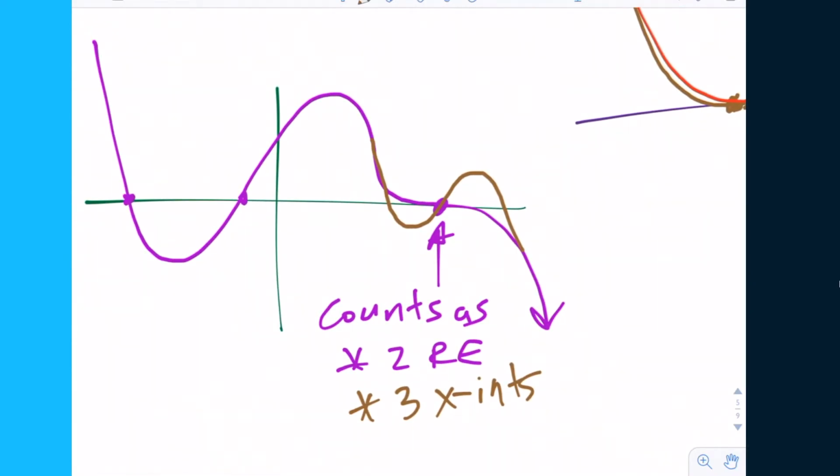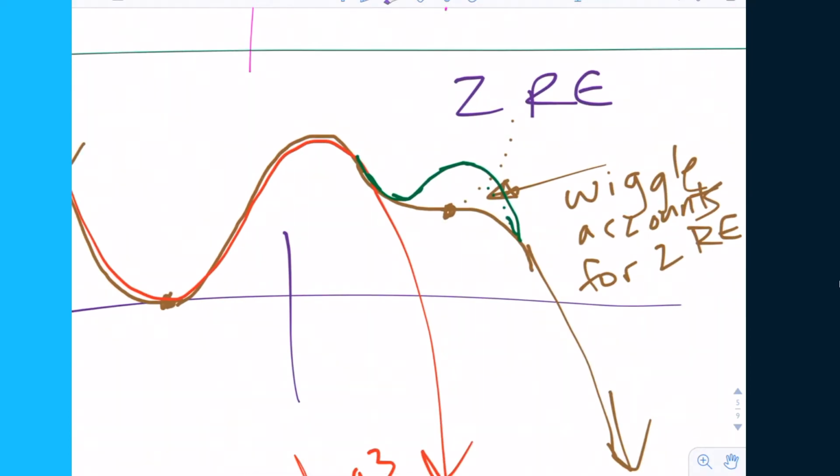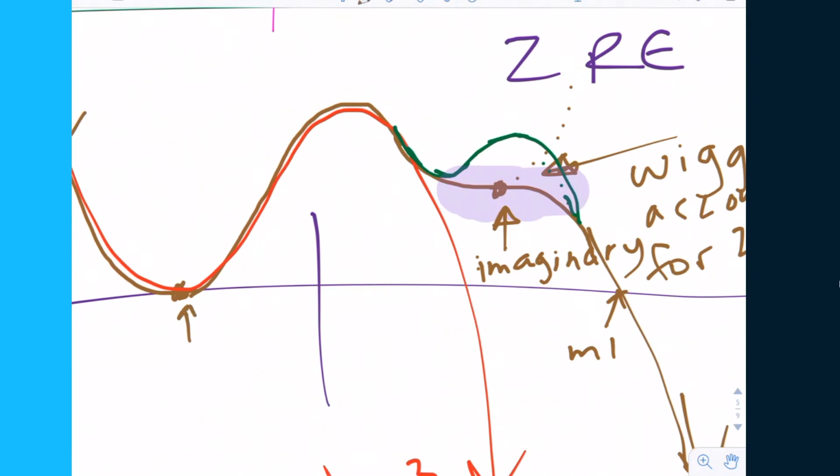These are not actually imaginary roots. Imaginary roots would be like over here. You see how this wiggle happened off the x-axis? Whenever you have a wiggle happening off the x-axis, this is what accounts for your imaginary roots. Notice this one counts as 1, and this one counts as what? 2. So physically on the x-axis, we only have 1, 2, 3 of the roots accounted for.